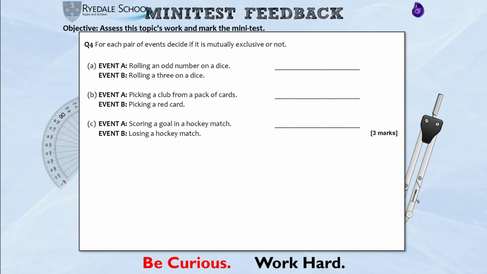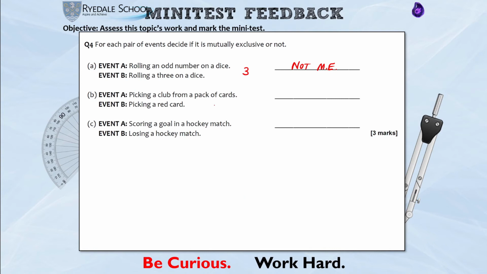Question 4 is all about mutually exclusive events. Now remember, if something cannot happen at the same time, it is mutually exclusive. If it isn't mutually exclusive, you can find a case where it happens at the same time. So for question 4, decide if the events are mutually exclusive or not. Event A, event B, we've got rolling an odd number, rolling a 3. Well, 3 is odd, so that can happen at the same time, so it is not mutually exclusive.